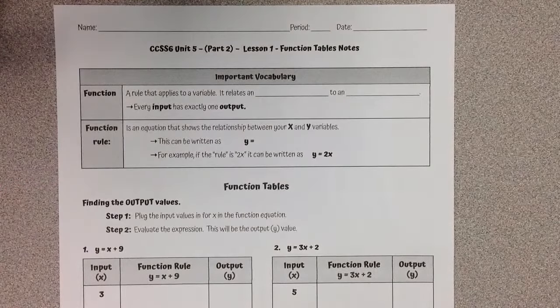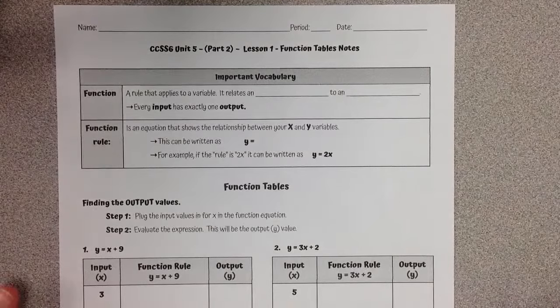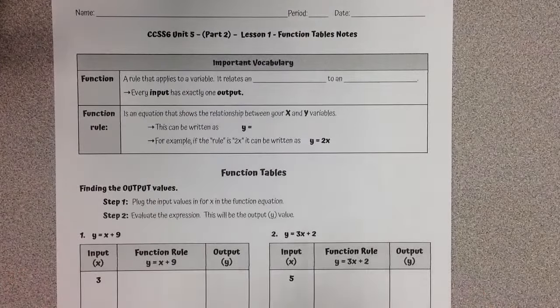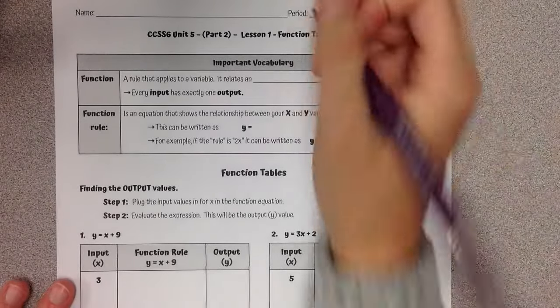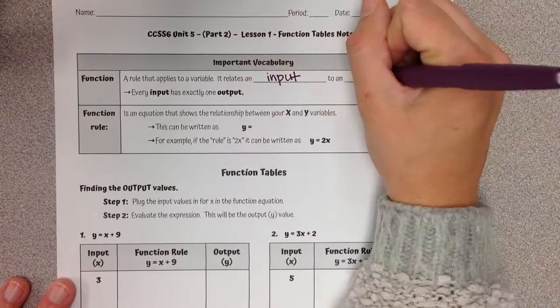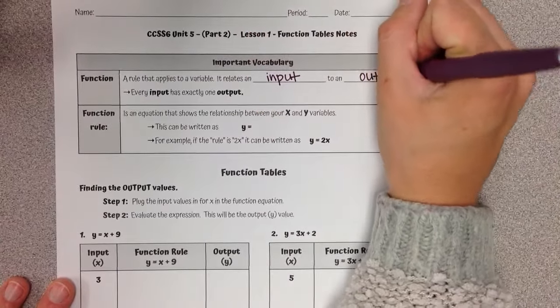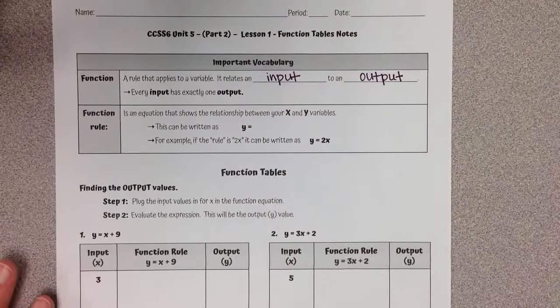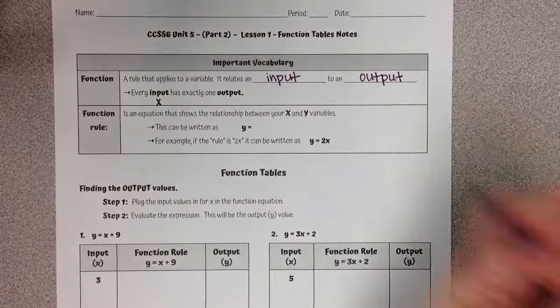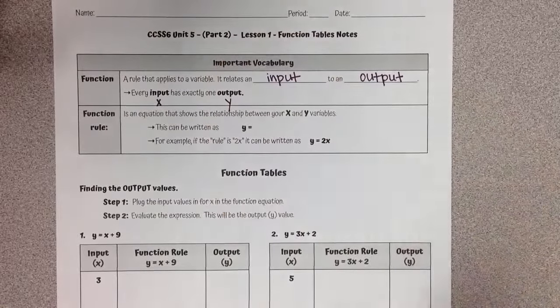Today we are going to be talking about functions and function tables. So what is a function? A function is a rule that applies to a variable. It relates an input value to an output value. So every input, which is our x value, has exactly one output, which is our y value.